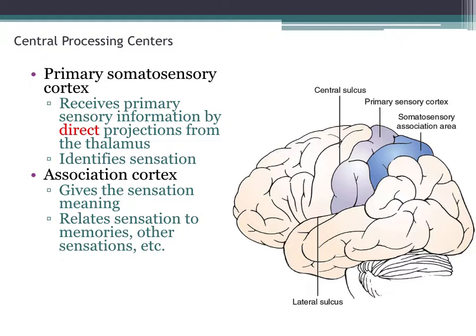The association cortex, which is the darker blue area in this picture, gives the sensation meaning. In other words, in the past we've often said that babies feel no pain. That's because if we ask a 2-year-old if they remember having pain when they were a baby, they can't remember it. And the reason they don't remember it is they don't have words to describe it.